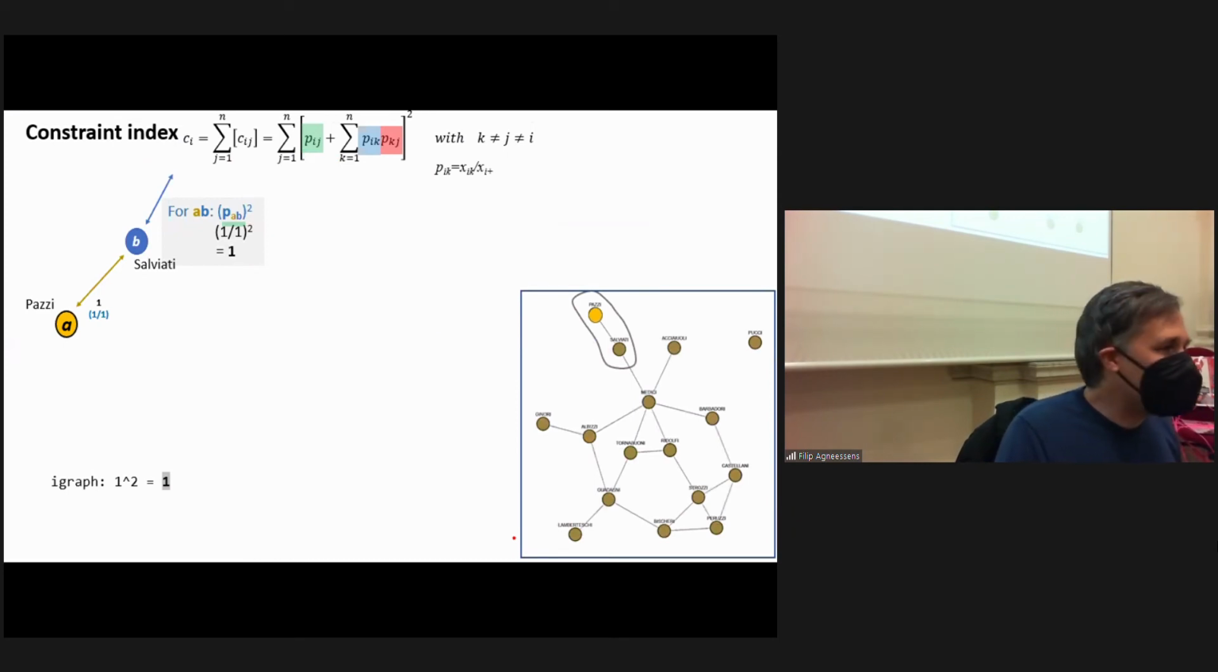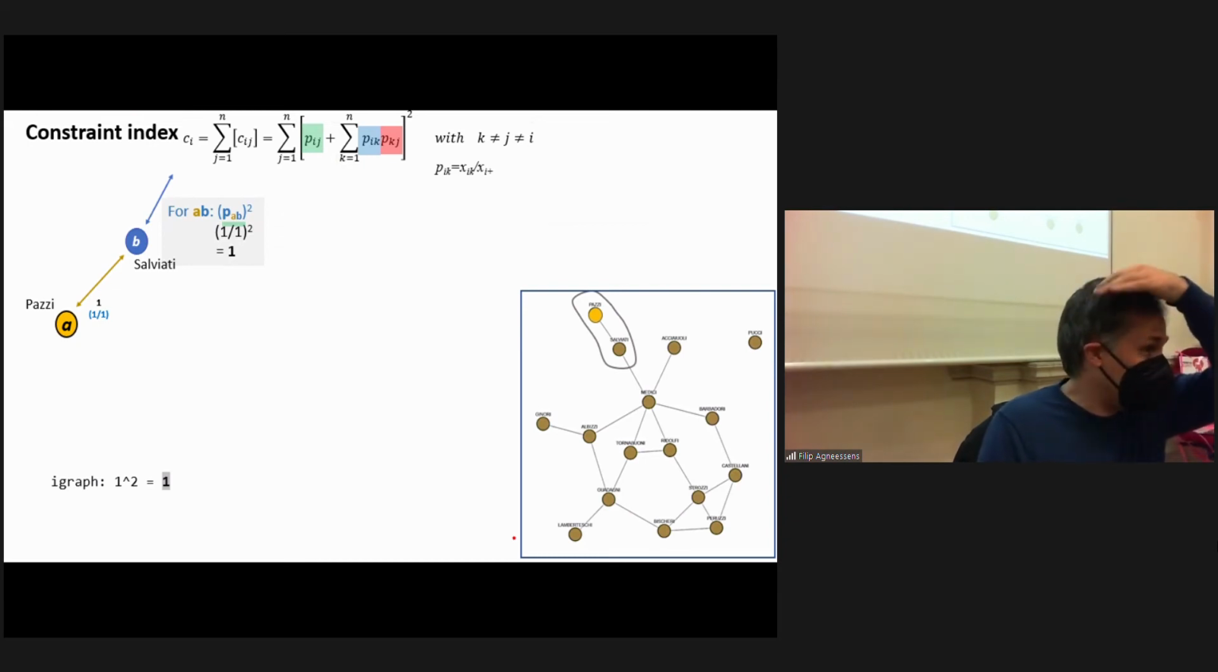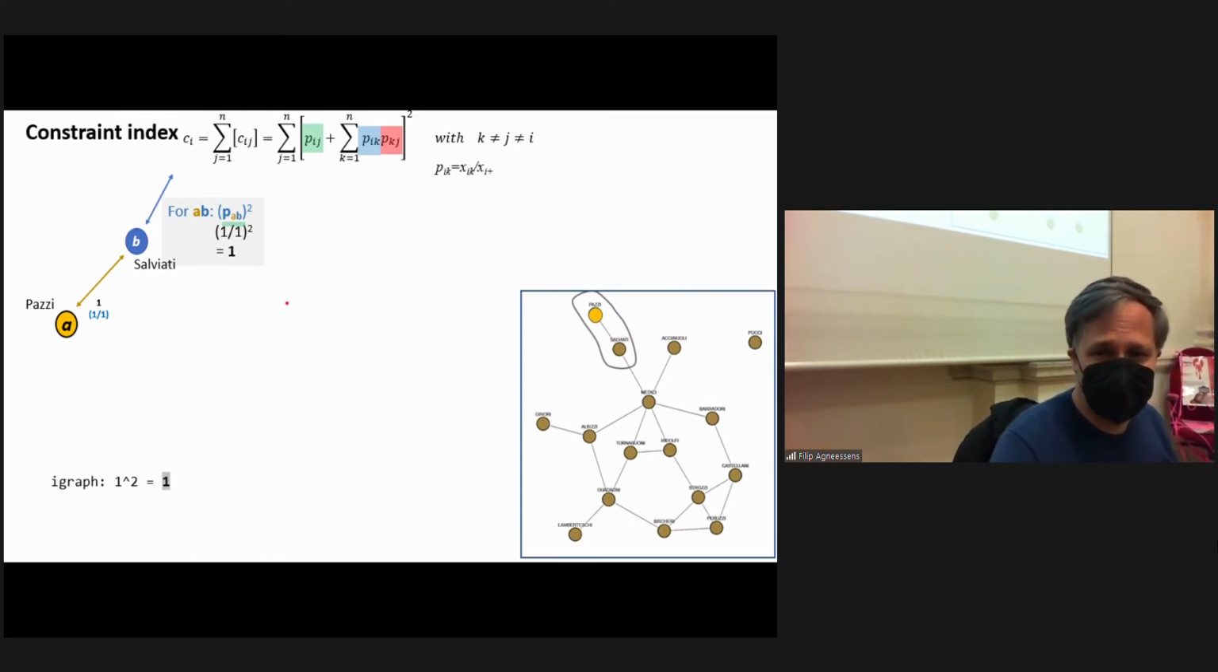So what happens if I only would have one connection, like the Pazzi? So Pazzi is 100% dependent on the Salviati. So that is 1/1. But then, of course, there are no indirect connections because there's only the one connection. So that's just 1. So your constraint index, if you're connected with only one person, is actually 1.